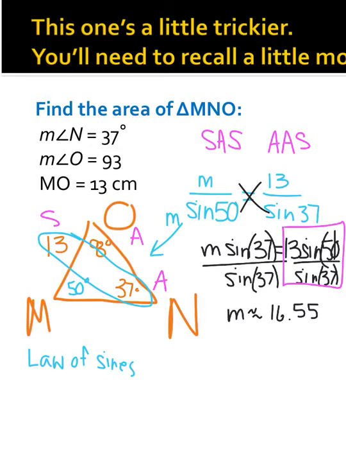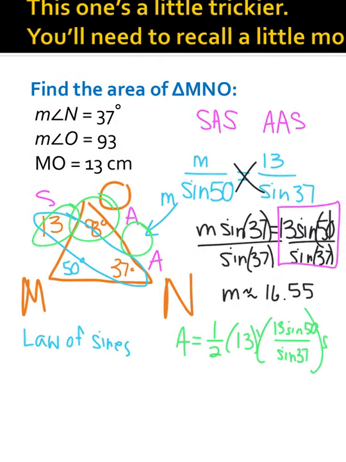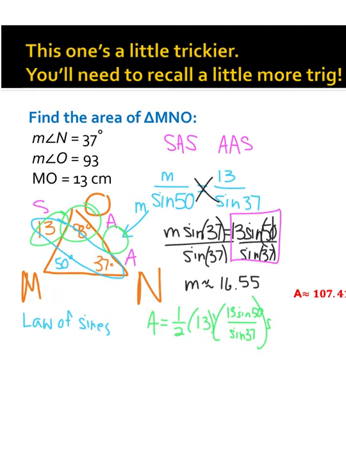Okay, so now I'm ready for the area formula. Area is going to be 1/2 times 13, because now I have side, angle, side. 13 times this 13 sine of 50 over sine of 37, which I could store if I want, times the sine of 93 degrees. Let's go ahead and type that into our calculators, make sure you get the right answer. All right, I typed it in, and sure enough, I get that the area is approximately 107.41. My units are centimeters squared.